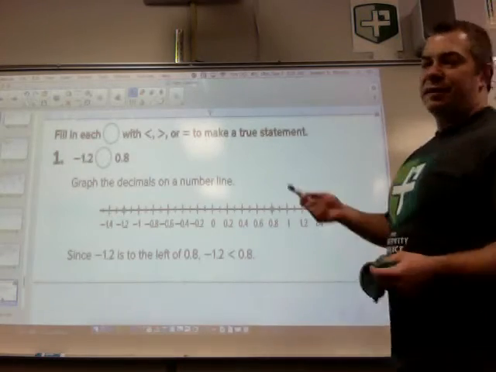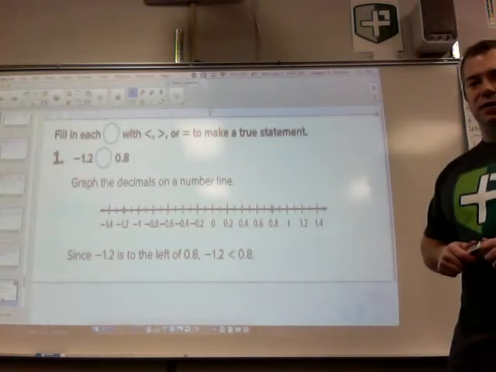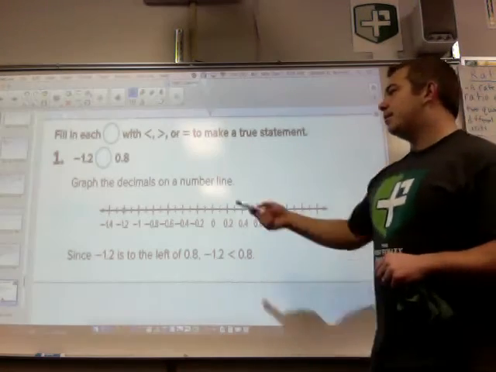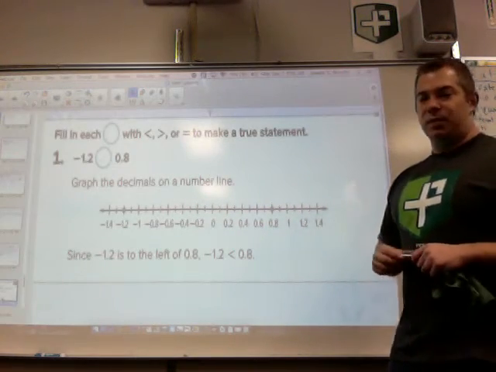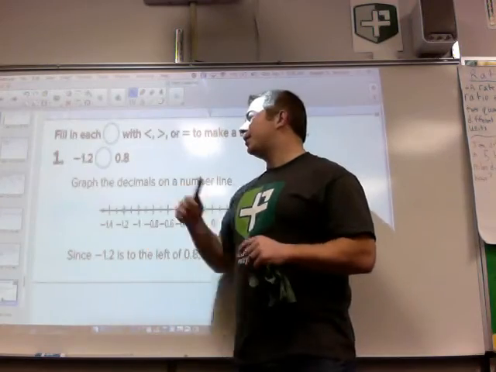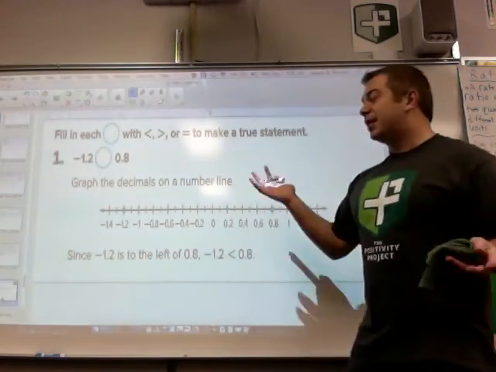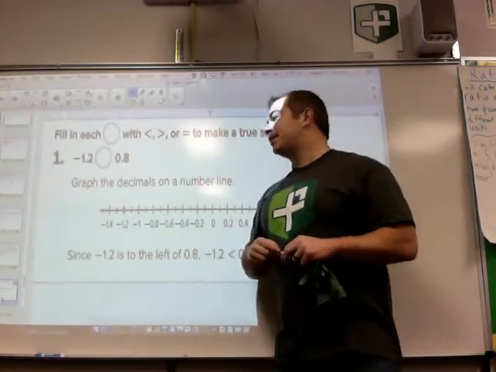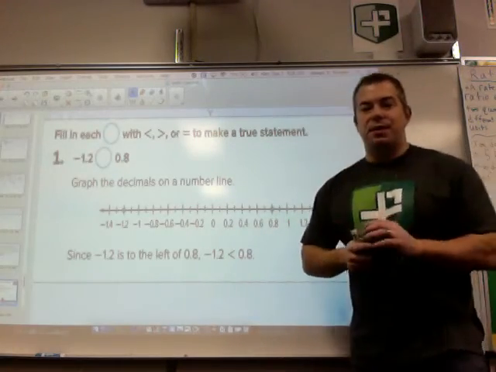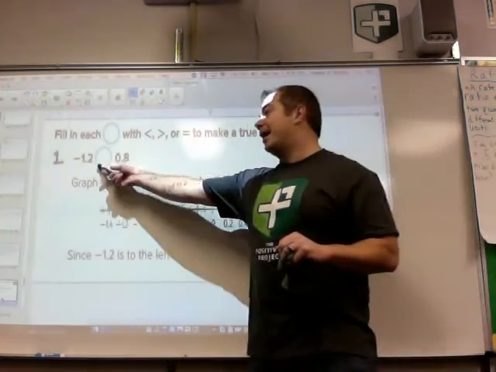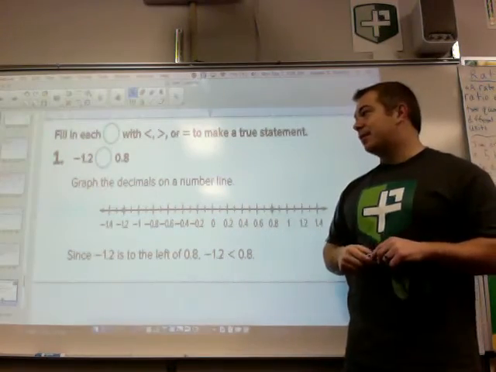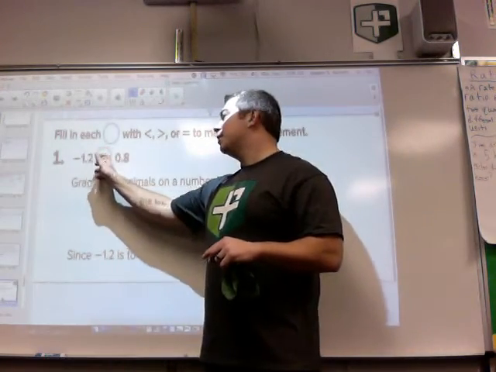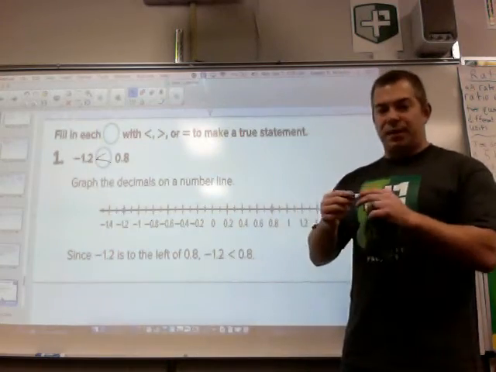So let's take a look at the first example from your books. This is actually in your notes from your book. Fill in the circle with less than, greater than, or equal to make the statement true. We have negative 1 and 2 tenths, let's compare it to 8 tenths. All right, so what I would do is, in my head, I know that this is negative already, so I know a negative number is going to be less than a positive number. So I could pretty much tell you, there you go, right now: the smaller number eats the bigger number.